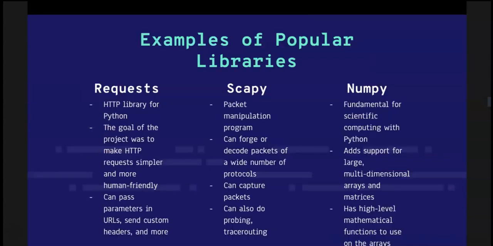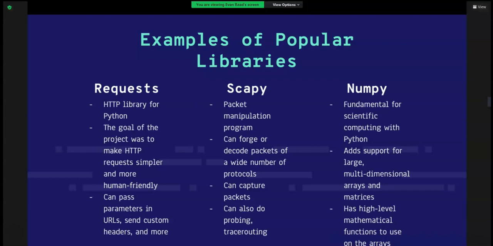So examples of popular Python libraries are things like requests, which is an HTTP library for Python. And the goal of it is to make HTTP requests simpler and more human-friendly to use. If you've ever looked at a C program that's used by C2 to handle beaconing or anything like that, it is a nightmare to look at. But it can also pass parameters and URLs, send custom headers and more. So you can even utilize requests to maybe automate testing out web applications against certain exploits.